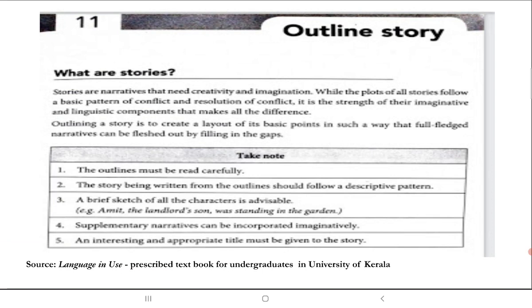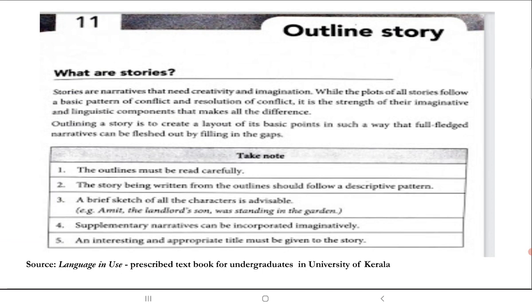Then next point, an interesting and appropriate title must be given to the story. That's very important, because the title carries marks, and also it is compulsory that for an outline story you should put in some sort of title. Okay, so that is a compulsory point. You shouldn't forget to add a suitable title for the outline story.